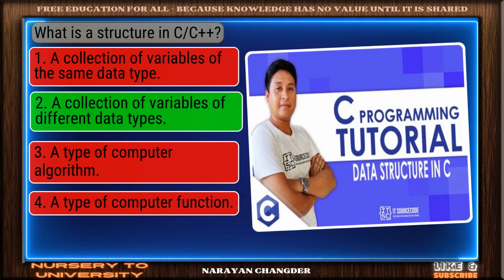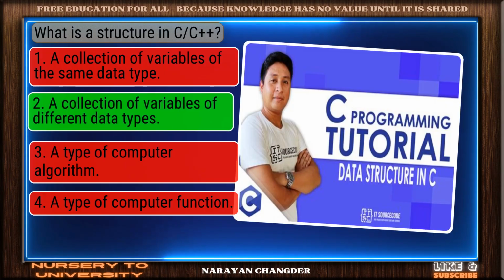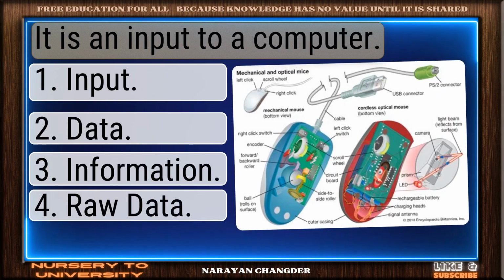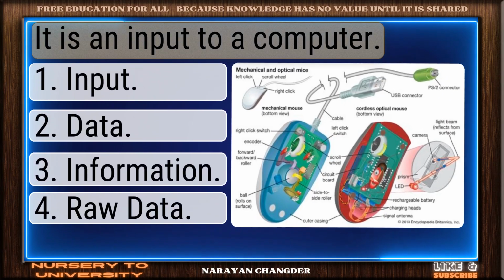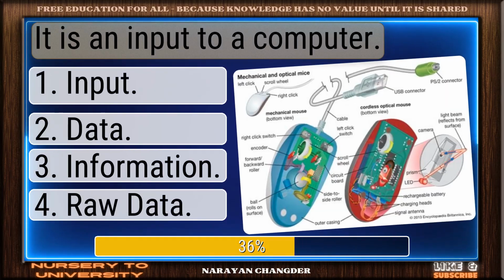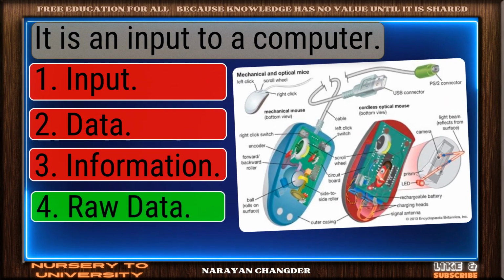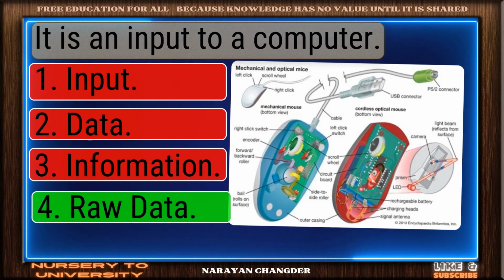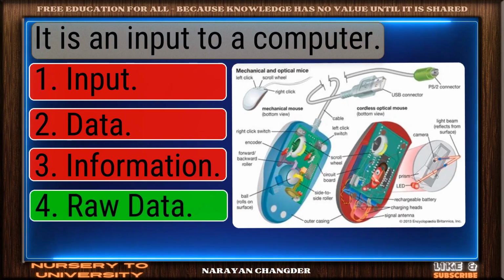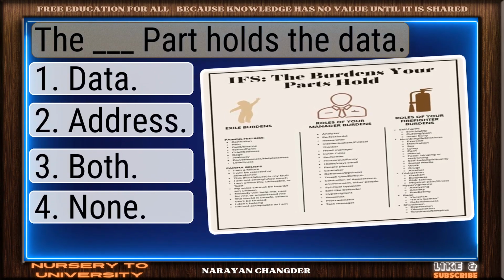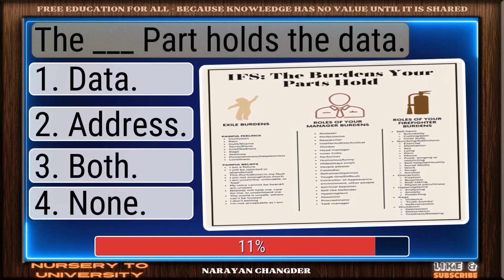Excellent choice. A collection of variables of different data types is the right answer. Question number 42. It is an input to a computer. Good thinking. Raw data is the right answer. Question number 43. The dash part holds the data.